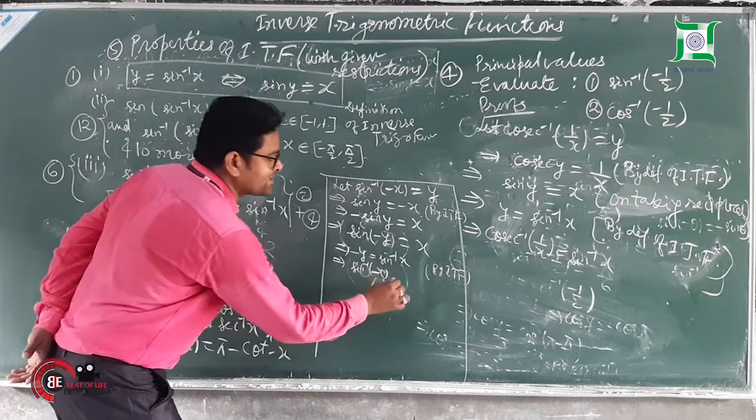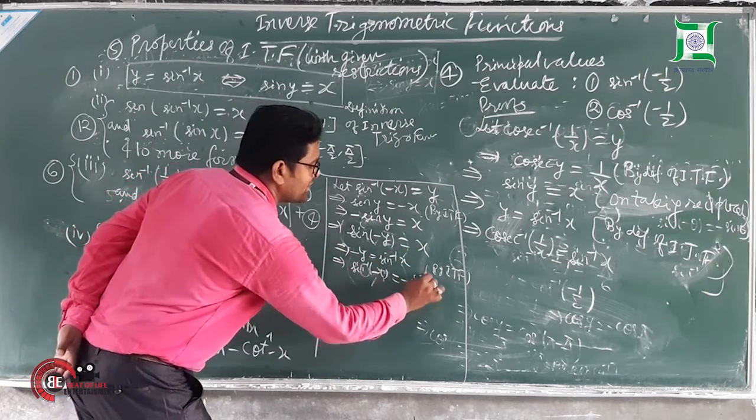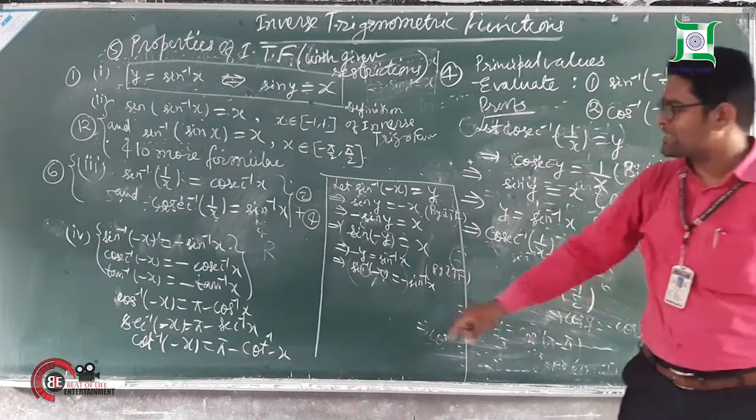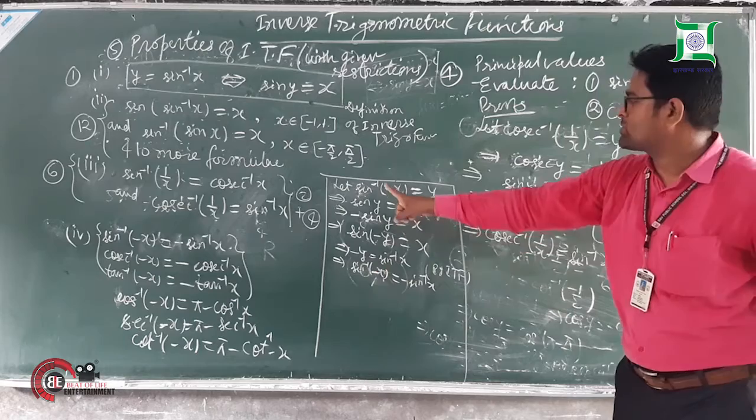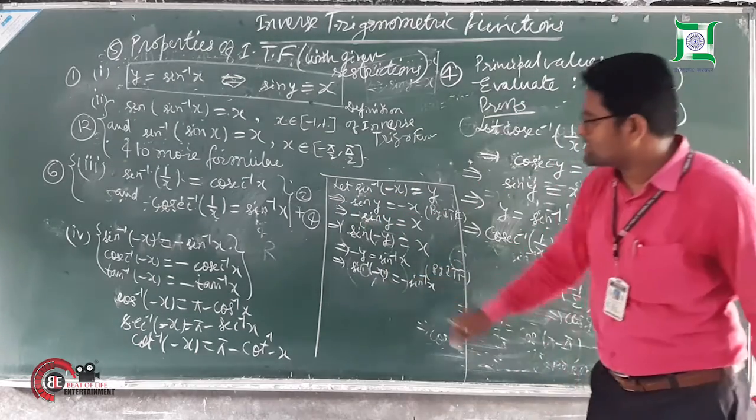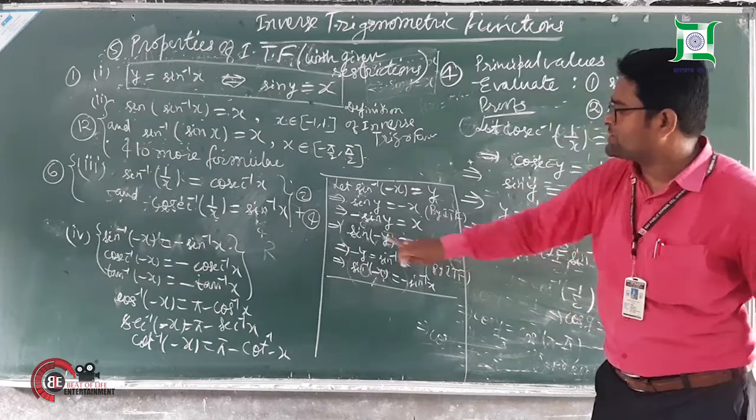Shifting this minus sign to that side, it will be minus sin inverse x. You see the proof is done. You can easily see we have proved it. Sin inverse minus x is equal to minus sin inverse x. First I have proved. Now you see the second proof. I am proving the second one.